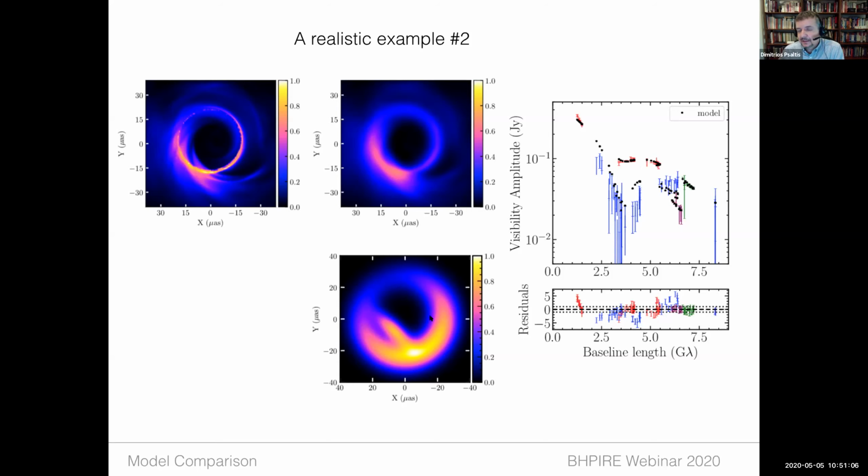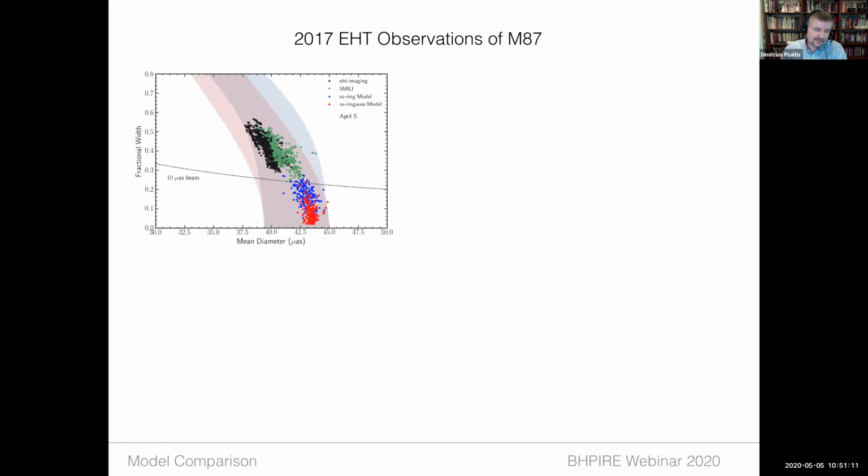So I'm almost ready, very last transparency, and then we can have a quick discussion. So how does that work for the actual observations of M87? This is the plot from one of the papers, the sixth paper of the first EHT results. This is the mean diameter in microarcseconds and fractional width on the y-axis that I showed you before. This is for the true M87 data.